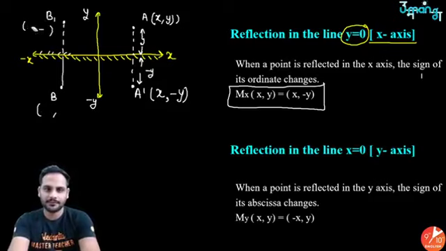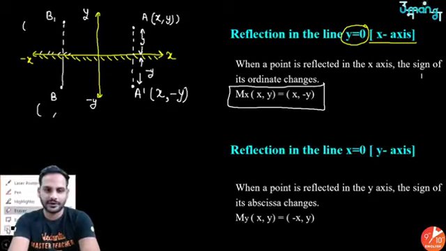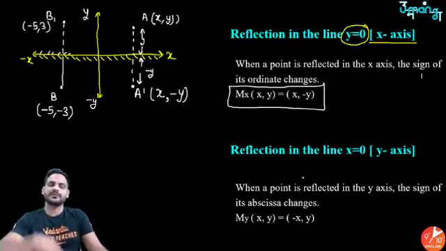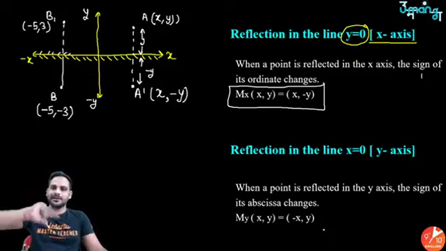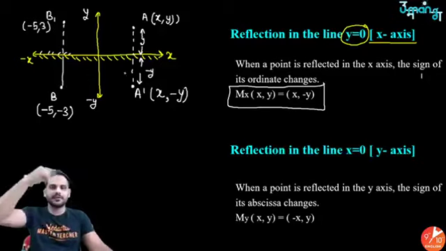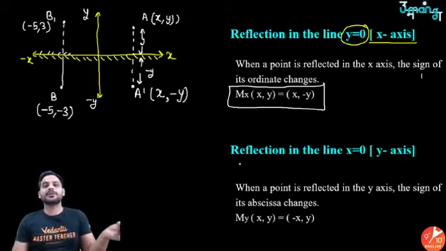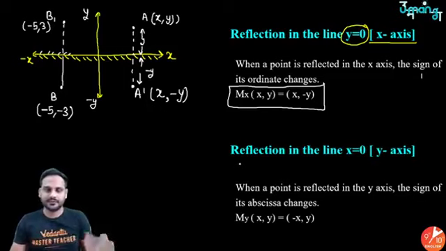So let us say we have the coordinates of this point B as minus 5 comma minus 3. So the image x coordinate will remain same, but the y coordinate will change from minus 3 to plus 3. So if the y coordinate is positive, it will become negative. If the y coordinate is negative, it will become positive. X coordinate remains same when we are doing the reflection along x-axis.